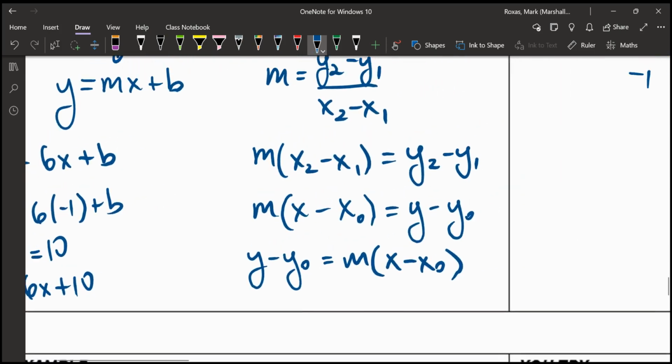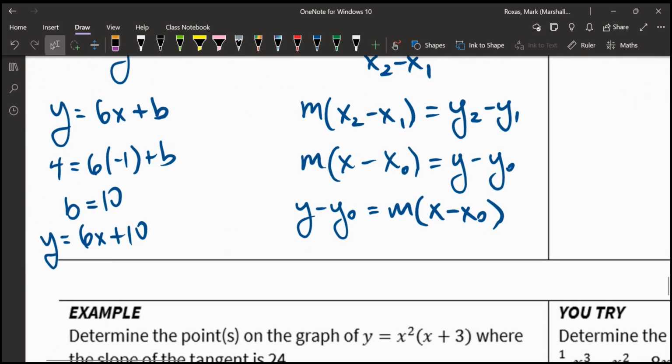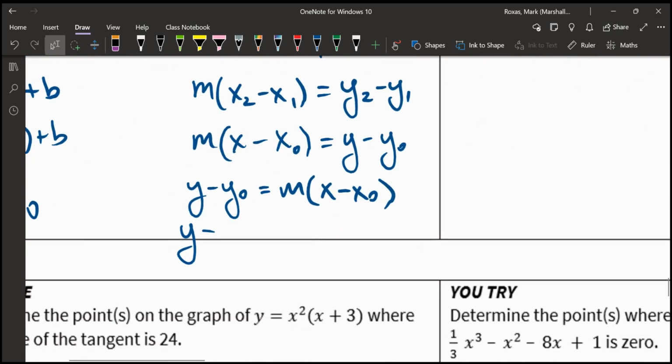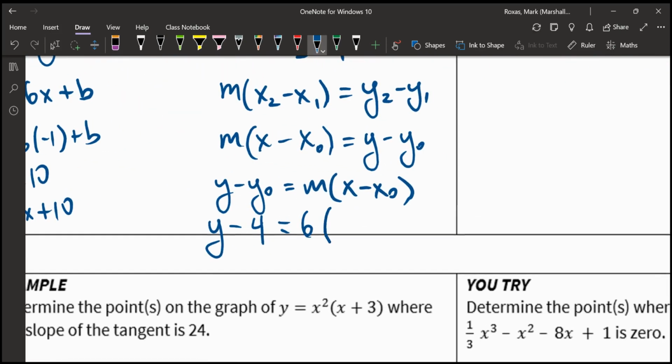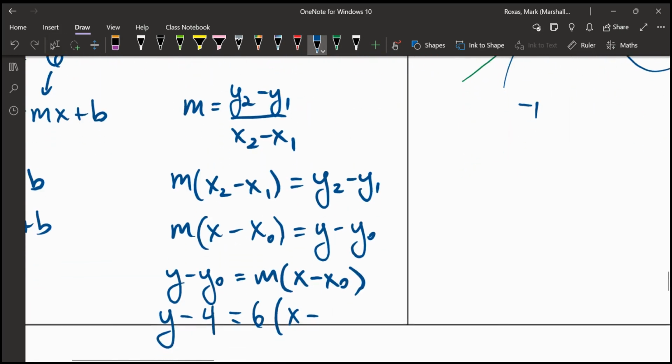Now, if you know this form of the equation, it's pretty simple. You keep y as y, subtract the known point's y coordinate, which is 4, so I subtract 4. I know the slope is 6, so I put m is 6. Keep x as x, and you subtract the x coordinate that we know from this line, which is negative 1.